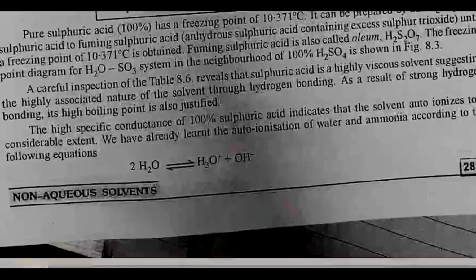A careful inspection of Table 8.6 reveals that sulfuric acid is a highly viscous solvent, suggesting the highly associated nature of the solvent through hydrogen bonding. As a result of the strong hydrogen bonding, the high boiling point is also justified. The high specific conductance of 100% sulfuric acid indicates that the solvent autoionizes to a considerable extent.